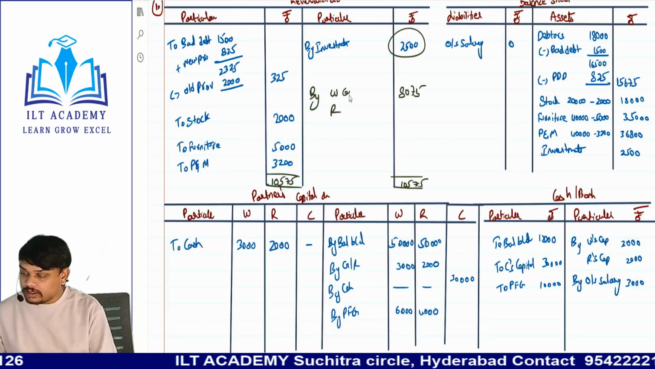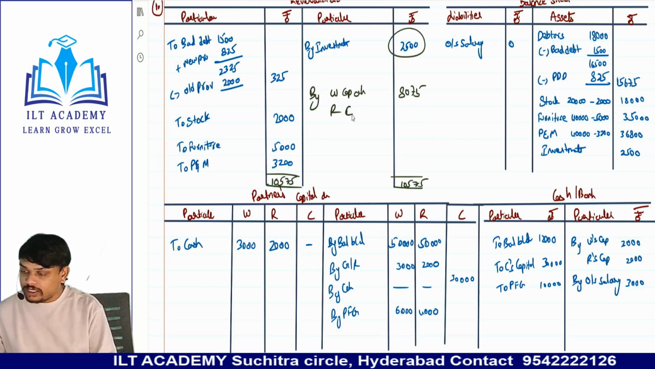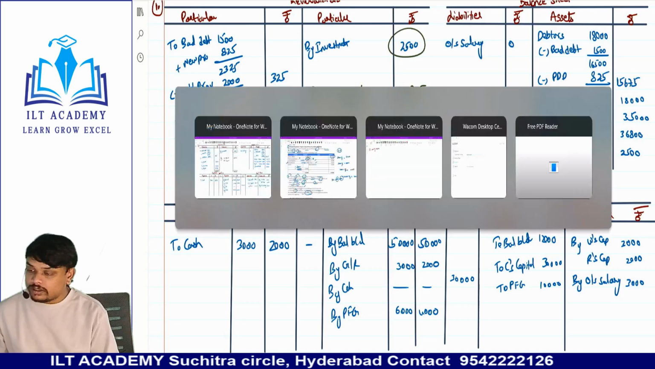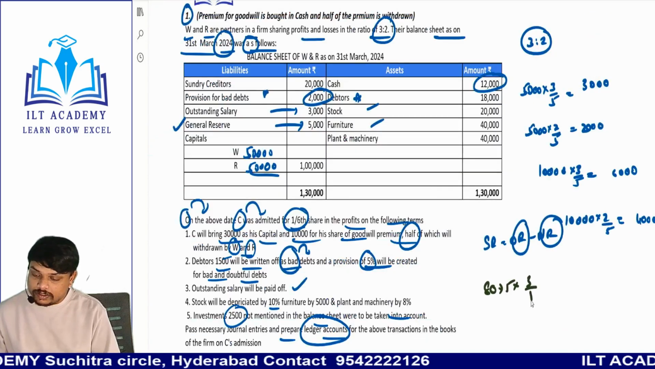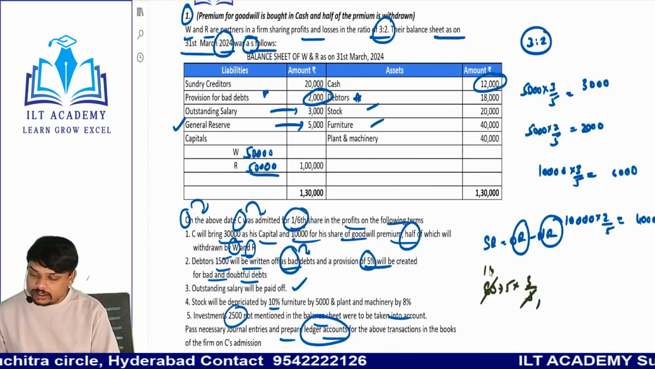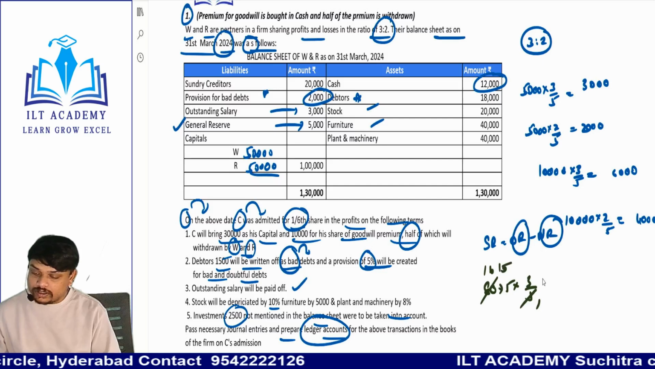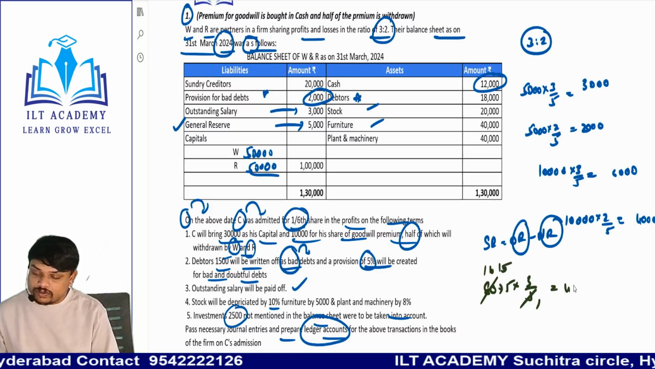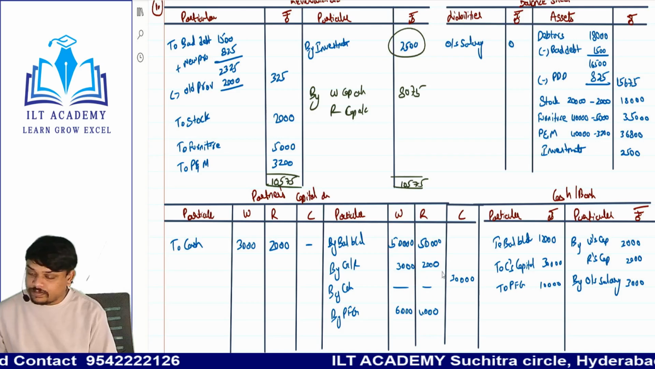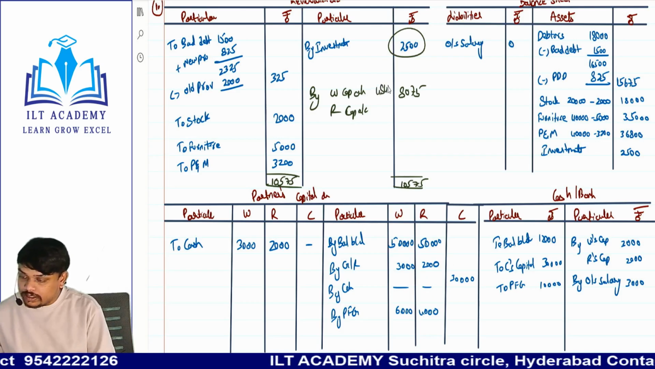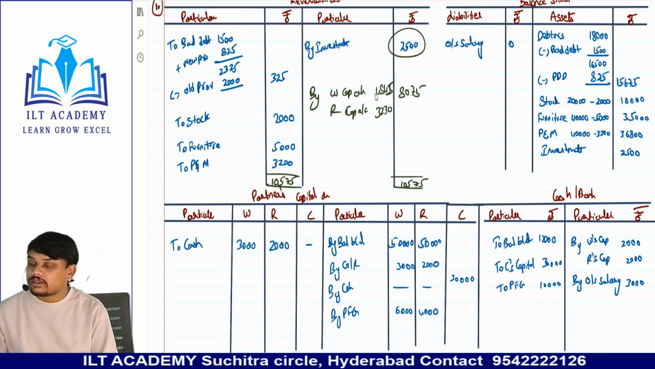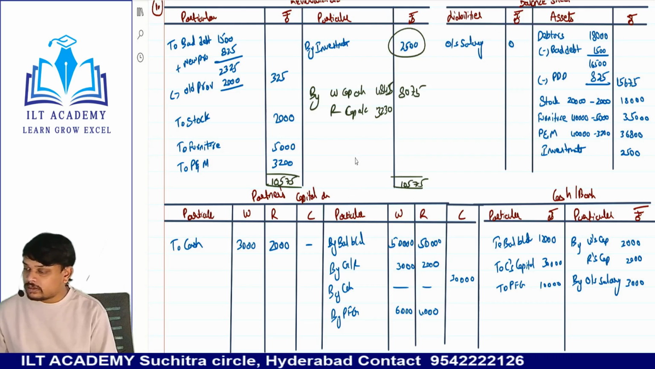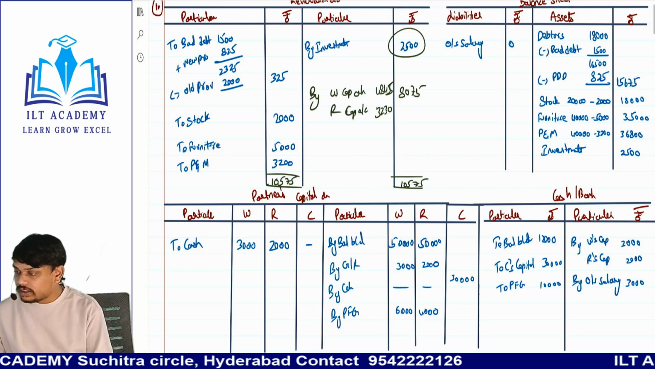W's capital account, R's capital account. 8,075 if you share in 3 by 5, 3 divided by 5, 5 threes are 15, 5 sixteens are 48, 45. If you remove this, you'll have 32, 30. Correct.